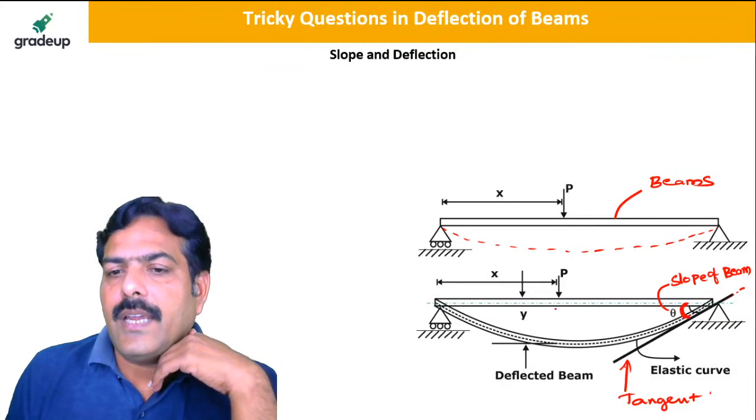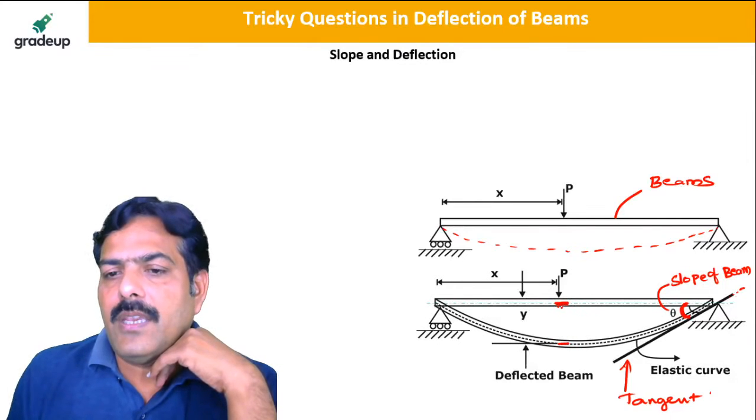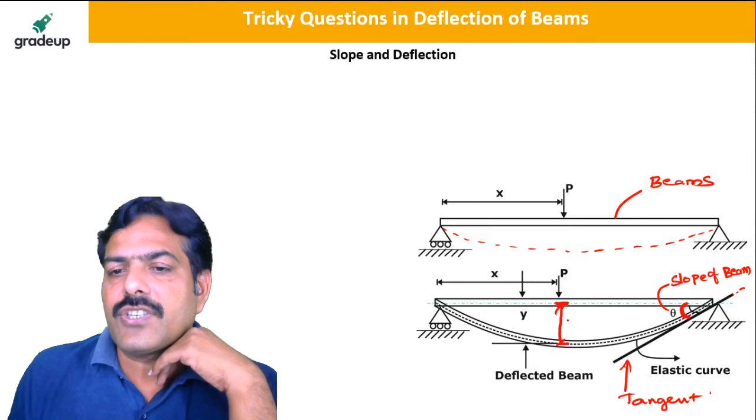And you see that the maximum deflection is the distance between this beam and the deflected beam. We call it y. Y is called the deflection.